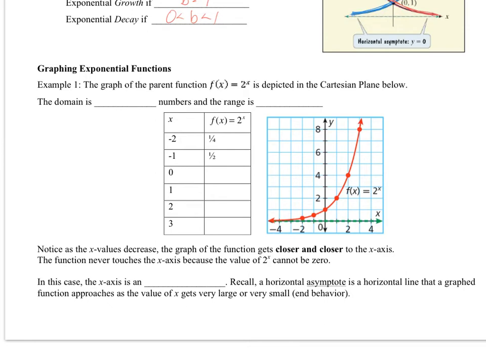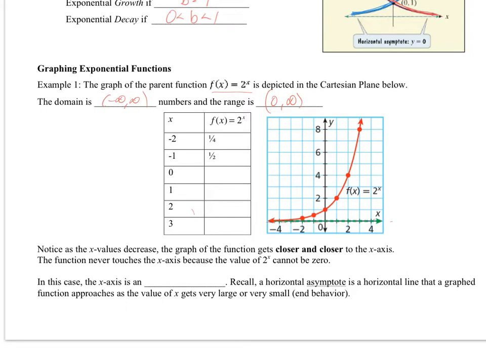So if we look at this example, we can take the parent function y equals 2 to the x. Now, as we saw, the domain for an exponential function is negative infinity to positive infinity. So we write this as all real numbers. The range for this growth function, parent function, y equals 2 to the x, is 0 to infinity, not including 0, because as we discussed, there was a horizontal asymptote at y equals 0, the x-axis.